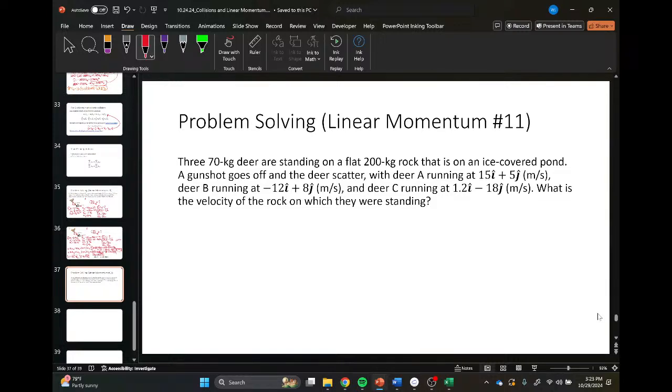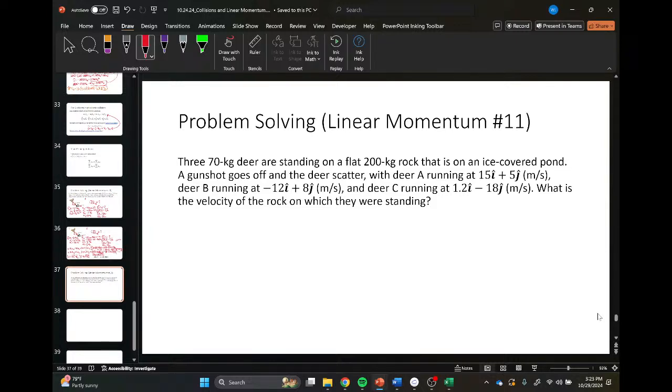It's fine. All right, I got three deer. They're standing on a rock on an ice-covered pond. A gunshot goes off, the deer scatter. Deer A runs up and to the right. Deer B runs to the left and up. And deer C runs to the right and down. What is the velocity of the rock on which they're standing after they jump off?